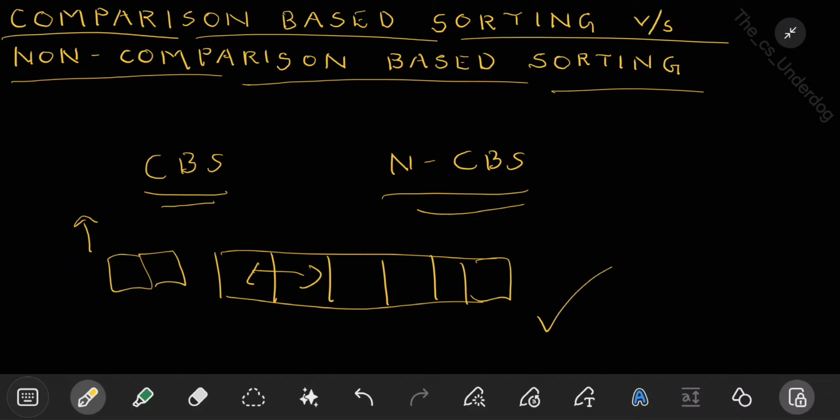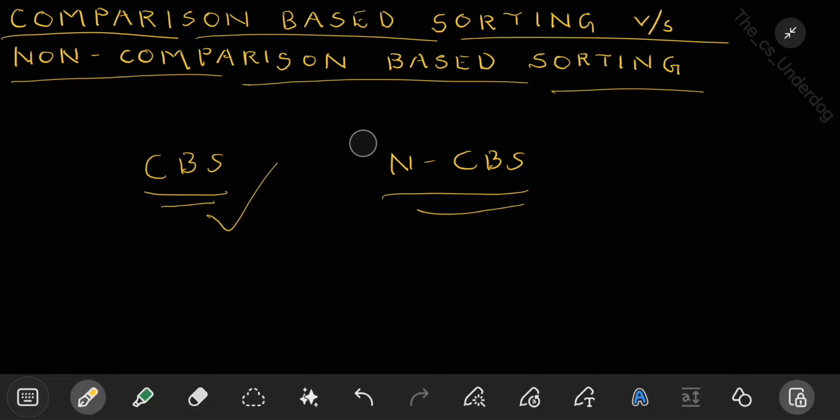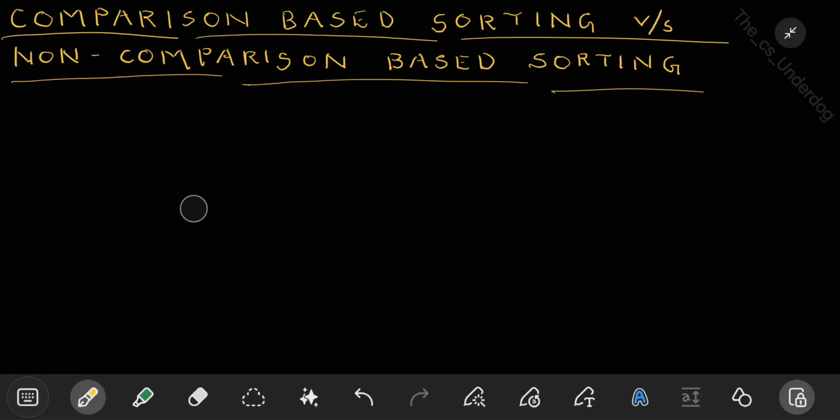But it seems there are some algorithms called non-comparison based sorting algorithms. They don't need to do this comparison. Without this, they can find the sorted order. So in this lecture, we are going to have an introduction about both these types of algorithms. All the sorting algorithms that you have seen till now in this lecture series are comparison based sorting algorithms. So let us first learn about comparison based and then we'll get to non-comparison based.